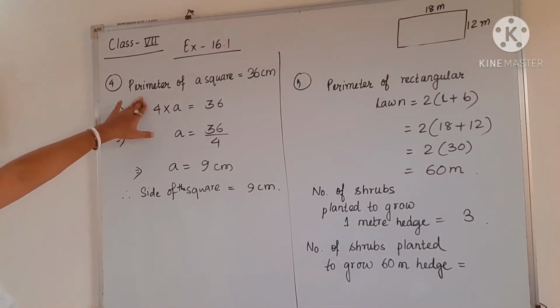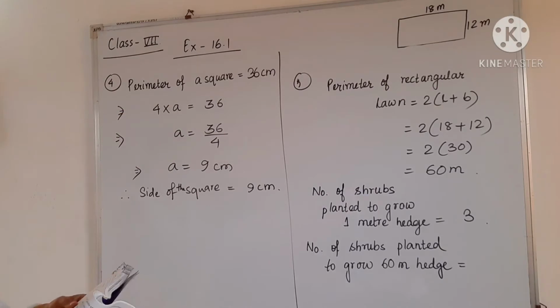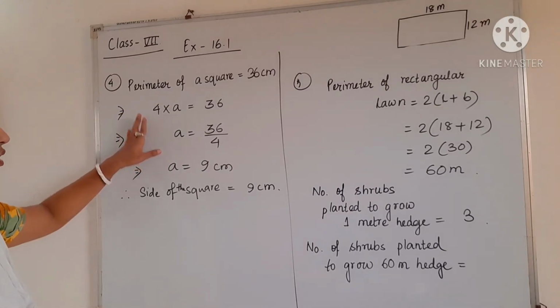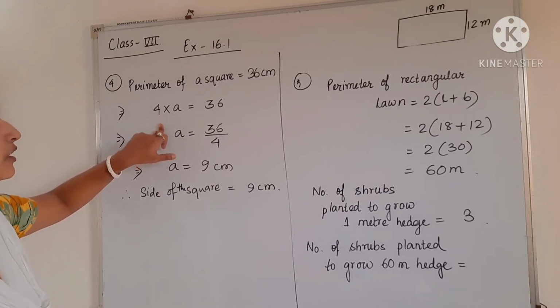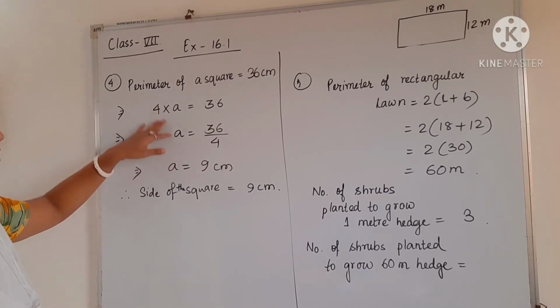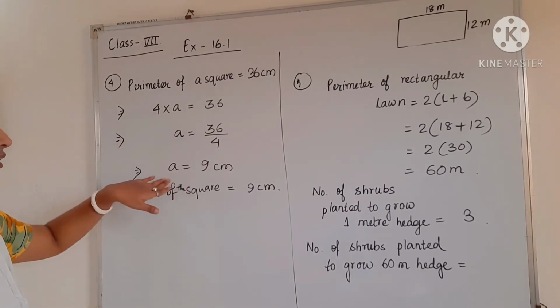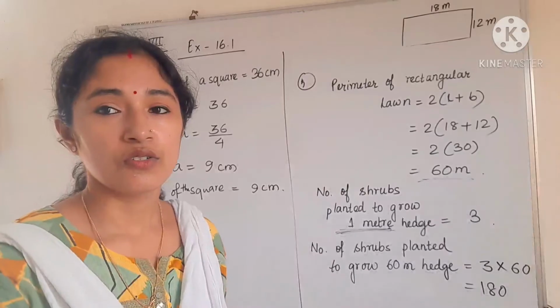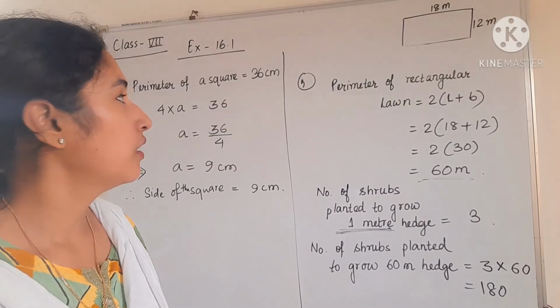Here the perimeter of the square is given and you have to find the side of the square. So we already know the formula of the perimeter of a square, that is 4 into A. So by simplifying we can easily find the value of A, that is the side of the square, 9 centimeter. Okay, so next see question number 5.